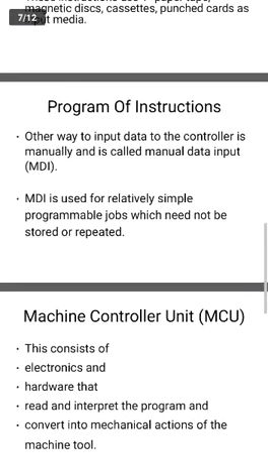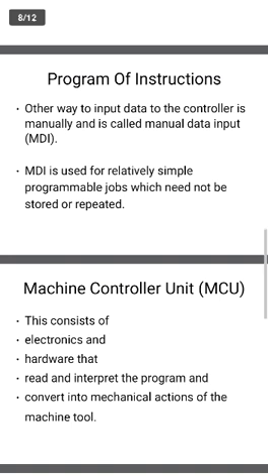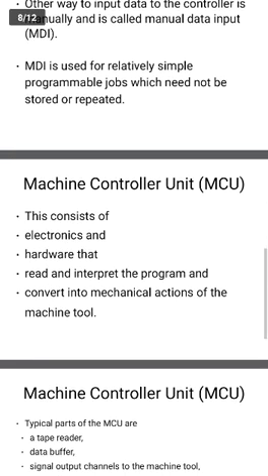the machine control unit. Okay, machine control unit. What does this do? This consists of electronics and hardware that read and interpret the program and convert it into mechanical action of the machine tool. So what does this do? It converts the program. Whatever program we have written, it converts into machine language so that the machine can understand what to do.